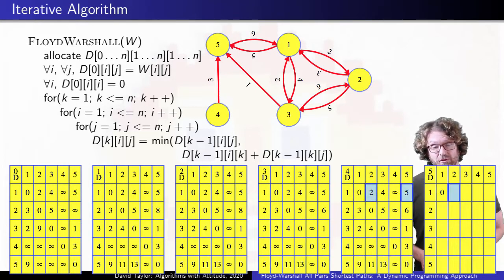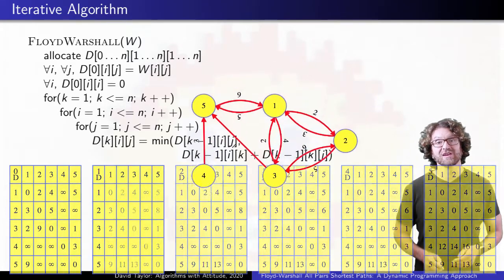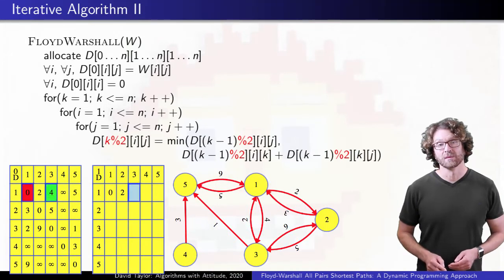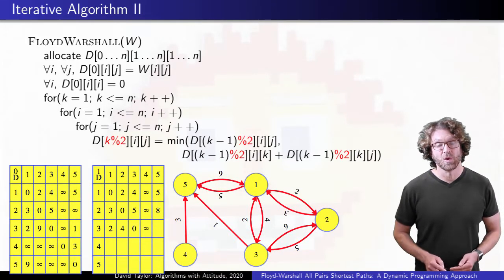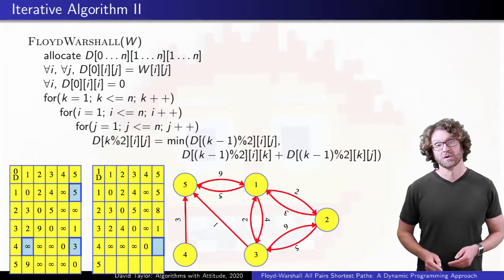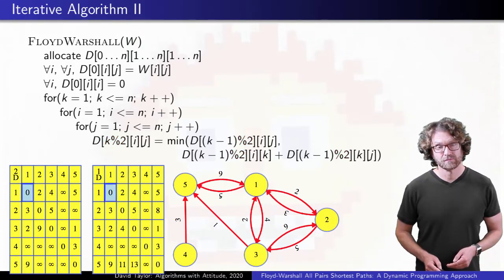Well, when you're filling in table 3, you use table 2, but you don't need any earlier tables. So it's easy to go down to just using 2 tables instead of n. You alternate between tables, writing to one while reading the other one. Can we go down to just 1 table?